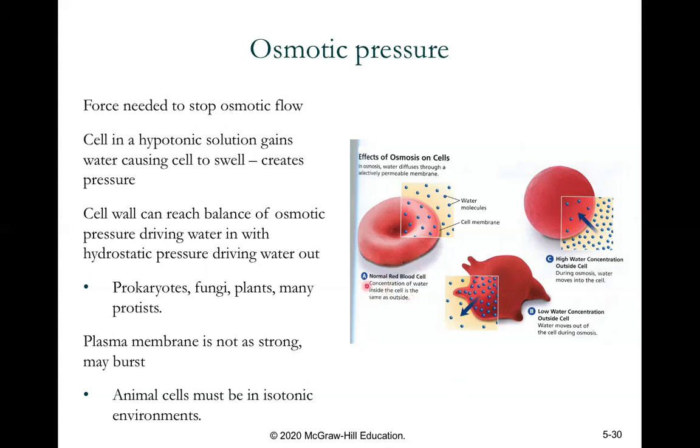Within a normal red blood cell, we see that isotonic environment. And then with a low water concentration outside, we see that we're going to have a shrinking of these blood cells, right? So water moves out of the cell during osmosis, and we're going to see water move into the cell when there's a high water concentration outside the cell, which is where during osmosis, water moves into the cell.